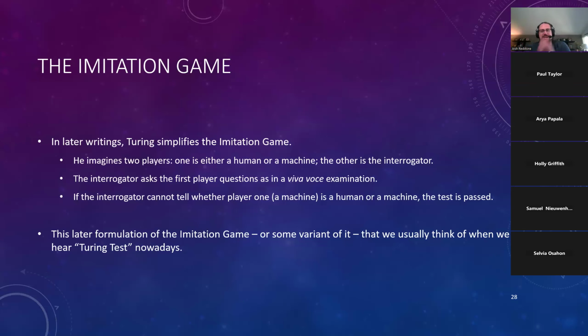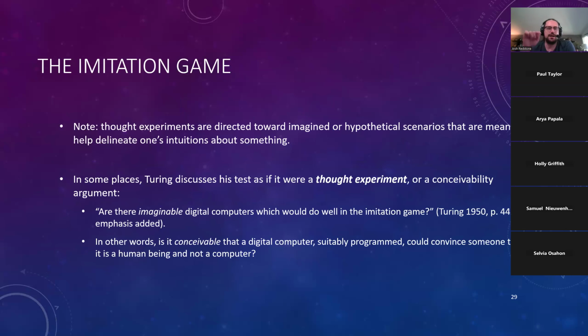And in the context of the Turing test, if the interrogator can't tell whether they're talking to a machine or a person, the test is passed. And that's the version of the Turing test that we think of nowadays. Something I really must emphasize is that it is not about deception. The Turing test is not about deception. The point of the test is not for the computer to deceive you into believing that you're talking to a person. That's not what it's about.